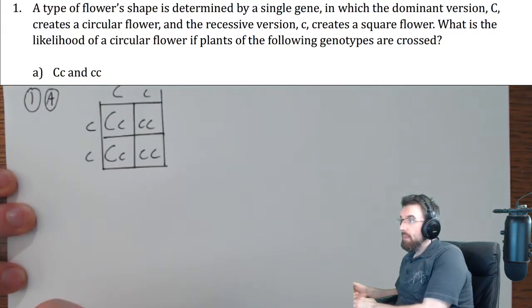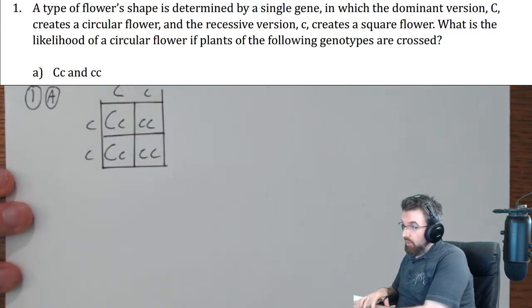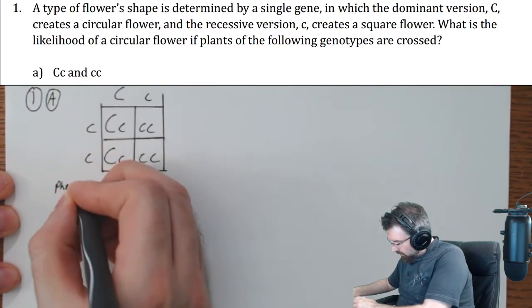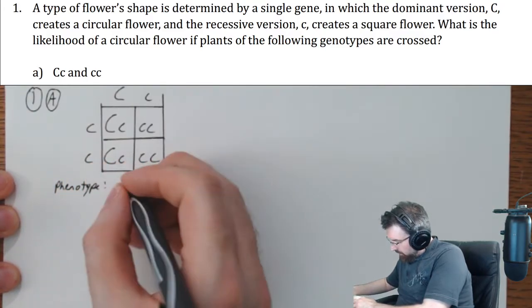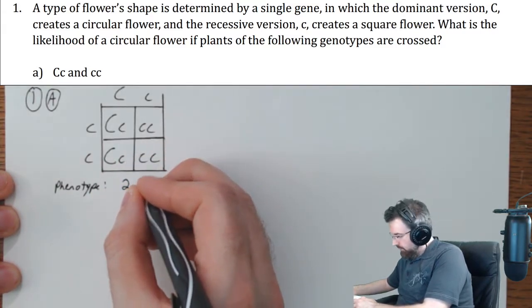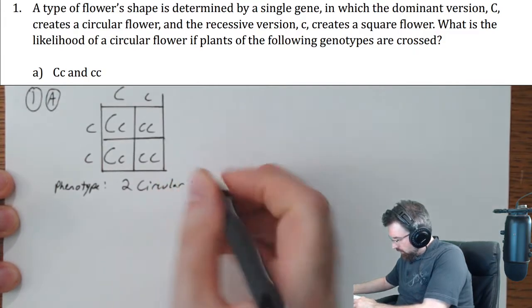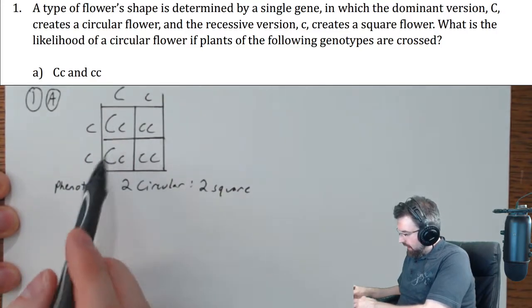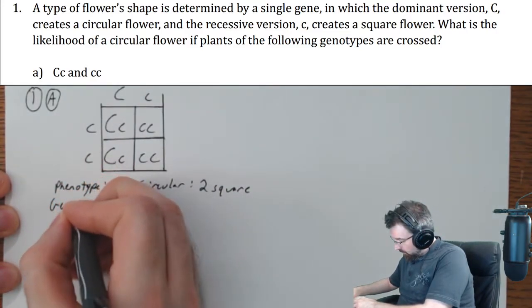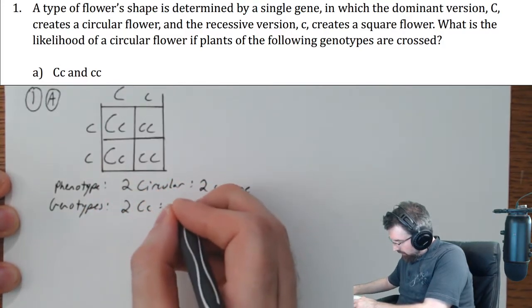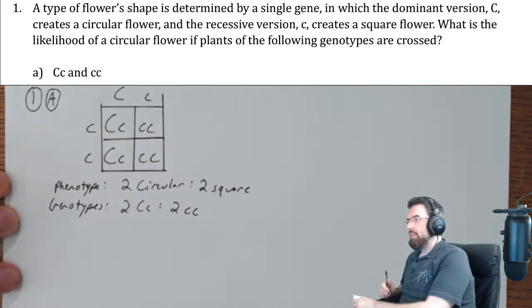So, what is the likelihood of a circular flower? Since we're looking for a circular flower, we know we're looking for the phenotypes. Right, so here our phenotype is going to be 2 circular to 2 square. Right, because we have our genotypes, which is 2 heterozygous to 2 homozygous recessive.